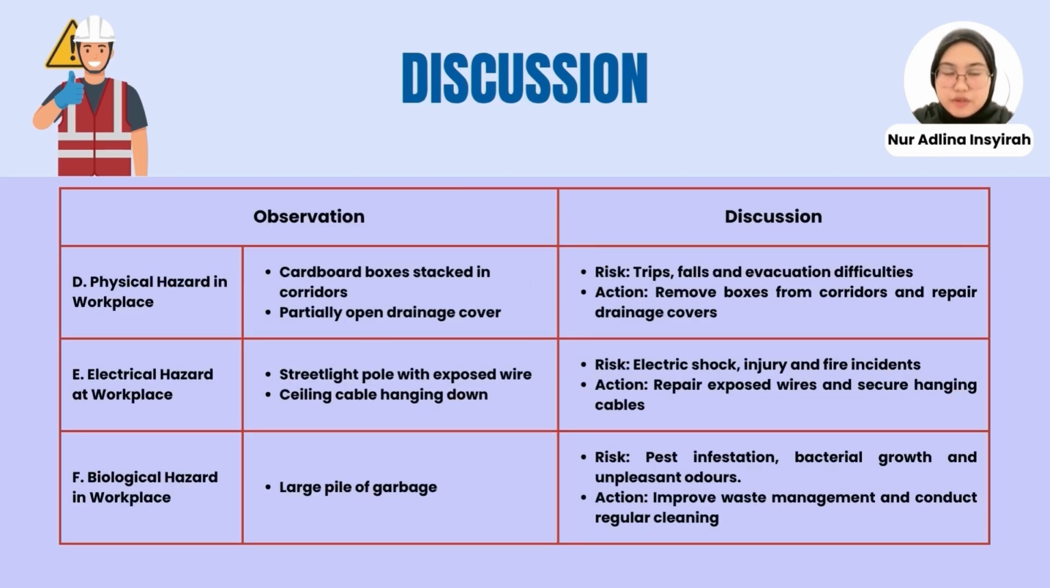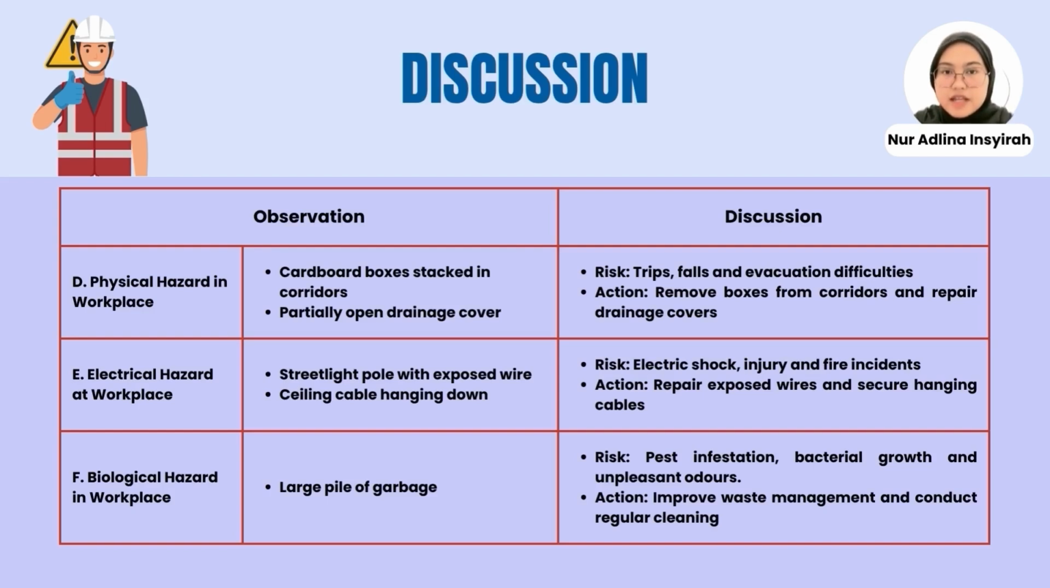However, we also found a few hazards that need immediate attention. First, we have physical hazards like cardboard boxes in corridors that could create trip hazards, especially during emergencies, and open drainage covers that could cause trips. Hence, cardboard boxes should be stored properly to keep corridors clear, and drainage covers need to be secured to prevent accidents.